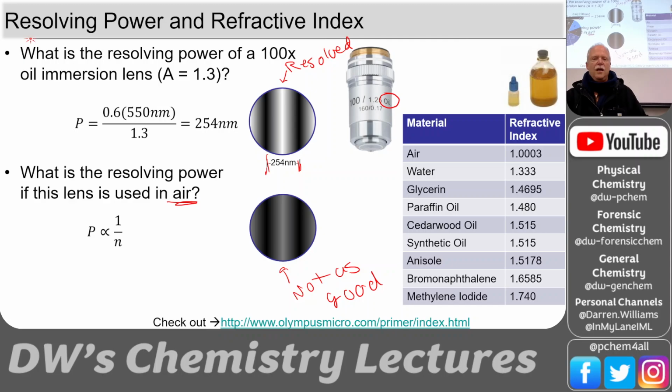Now, what kind of oils do we have? Well, look at all of this selection here. I mean, water is 1.3 refractive index, glycerin 1.4695. I mean, these are very specific. Paraffin 1.48, cedar wood 1.5. You can make synthetic oil that matches that. Then you get into the bromines and iodines.